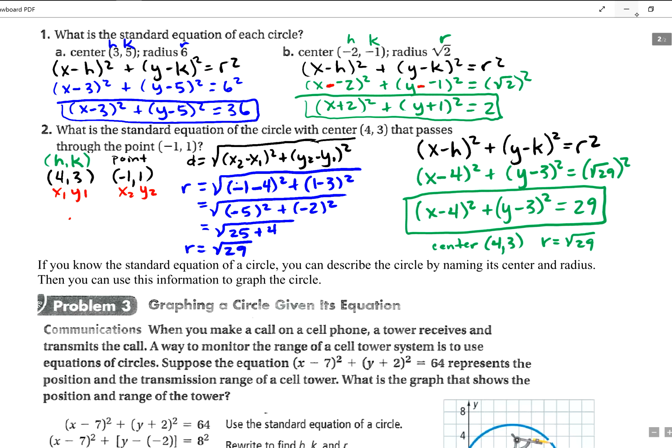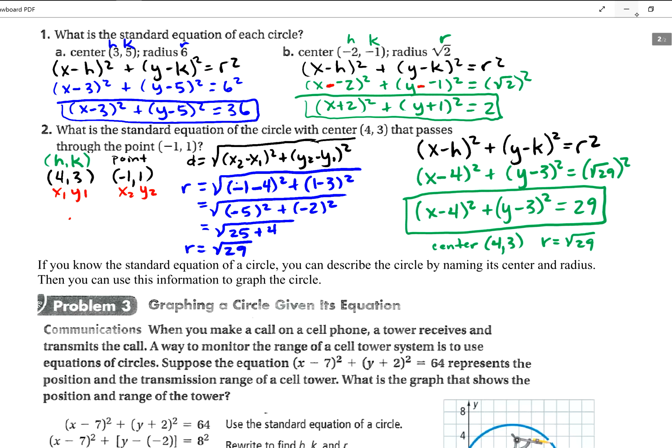I substitute in, being very careful with my negatives, and do the math in the parentheses, order of operations here. So I get negative 5 squared plus negative 2 squared. Don't forget, when you square, negative 5 times negative 5 is positive. Be careful with those negatives. Negative 2 times negative 2 is positive. So 25 plus 4 is 29. r is the square root of 29.